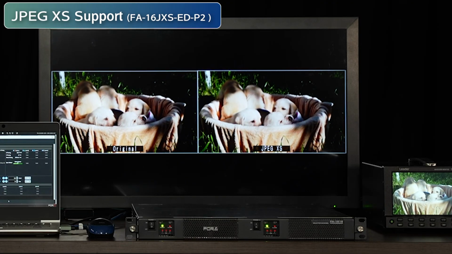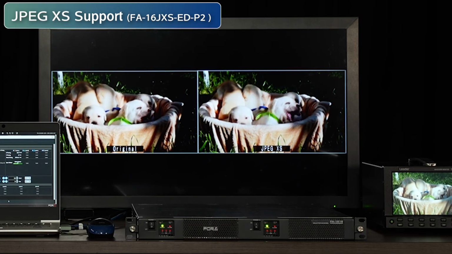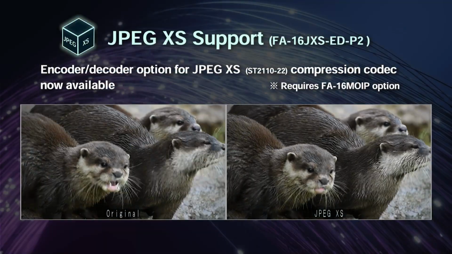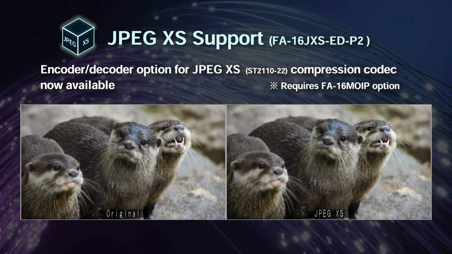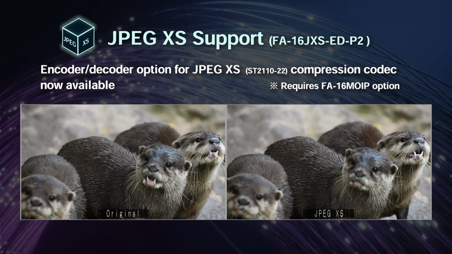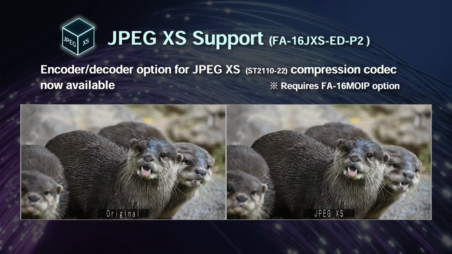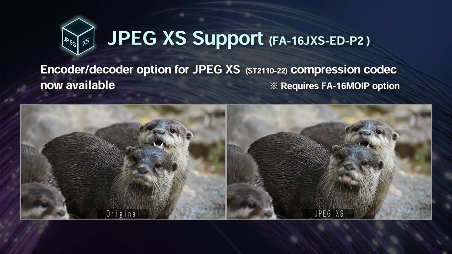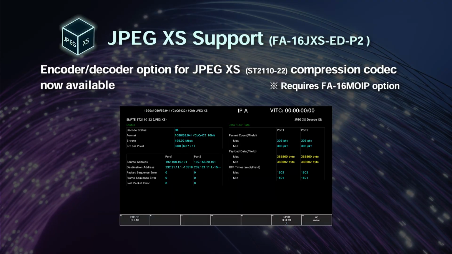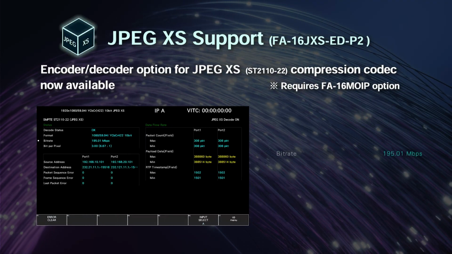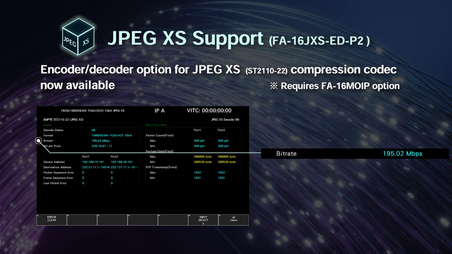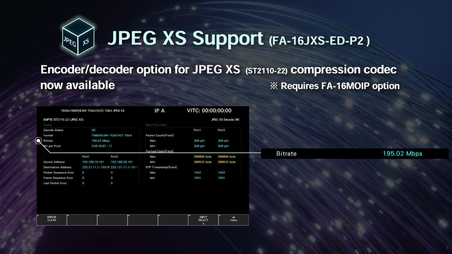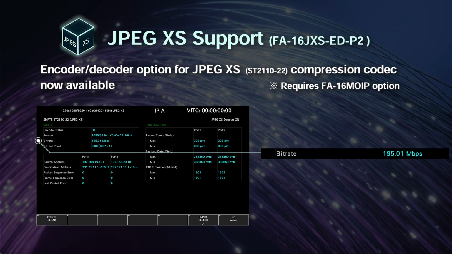Please take a look at the video compressed with JPEG XS on the FA-1616 compared to the original video. We have used a compression ratio of approximately 1.7 here. There is almost no difference in image quality from the original, and there is no latency. Furthermore, looking at the data usage, a video transmission that would normally require about 1.5 gigabits per second has been reduced to 195 megabits per second.